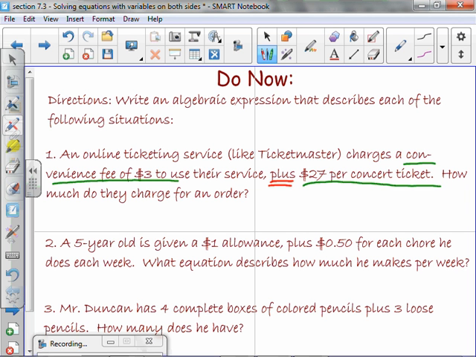A convenience fee of $3, that does not change, plus $27 for each ticket. So I need a variable, and it seems like T would probably be a good one for ticket. So the way I would figure out what the cost of the order is $3 plus $27 times the number of tickets, or 27T. Okay, so go ahead and pause, try number 2 and 3, and then we will go over them in just a minute.